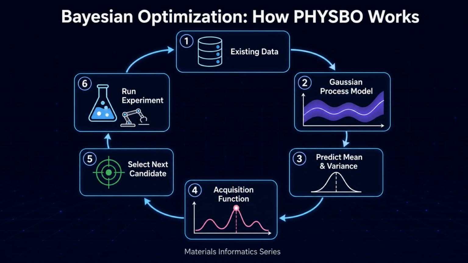PHYSBO is NIMO's flagship algorithm, based on Bayesian optimization principles. It works in three main steps. First, it builds a surrogate model using a Gaussian process to approximate the objective function based on existing experimental data. The Gaussian process gives us not just predictions, but also uncertainty estimates. Second, it computes an acquisition function that identifies where the next experiment is most likely to improve results. Third, it selects the candidate that maximizes this acquisition function. After running the experiment, the new data is added, and the cycle repeats. This approach is incredibly sample efficient.